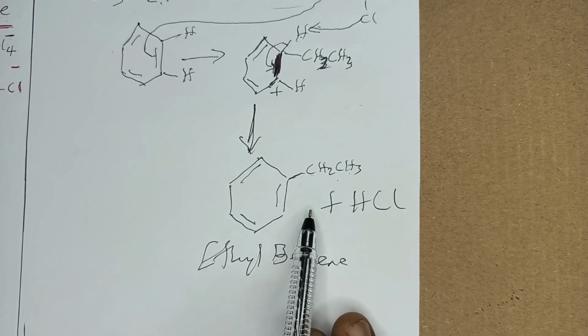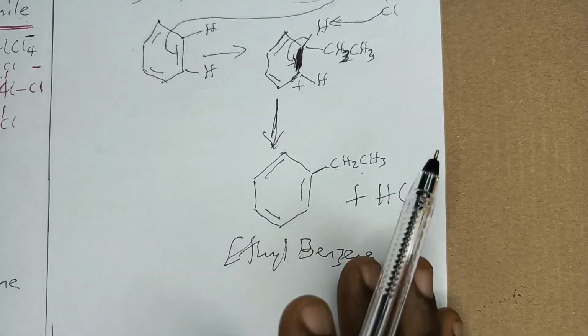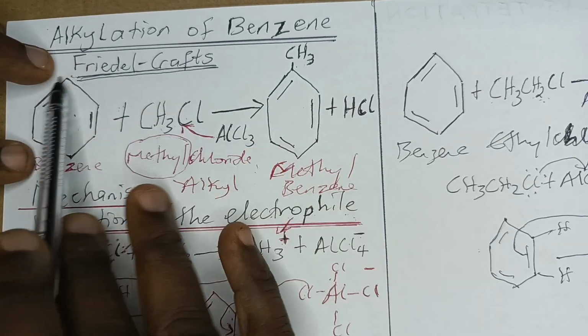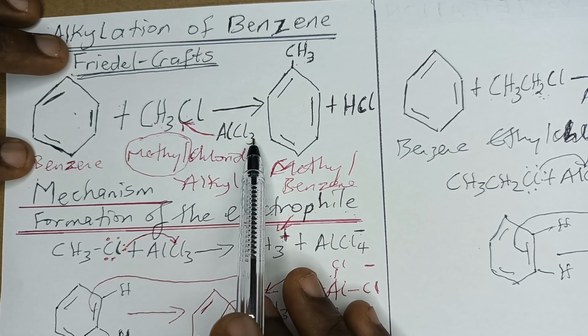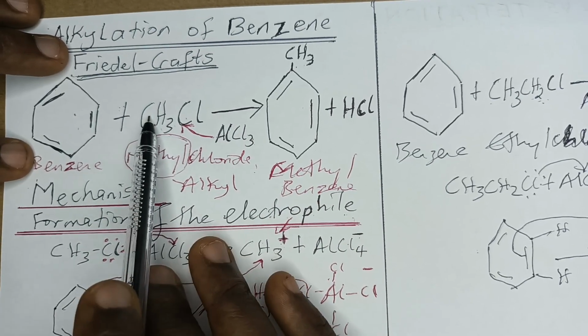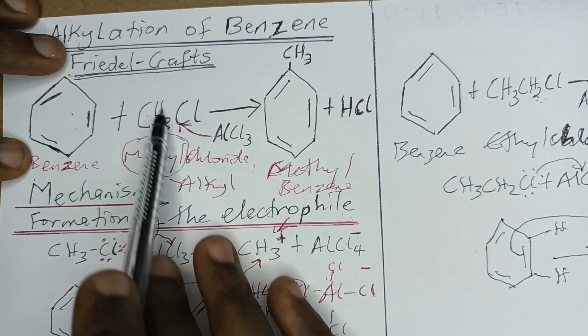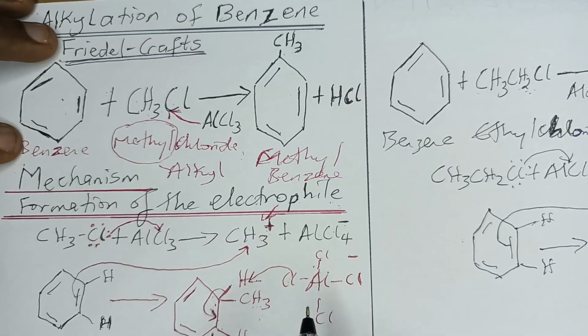So by this explanation, I believe you understood very well what we mean by alkylation of benzene using Friedel-Crafts, with AlCl3 as the catalyst, which will attack our reagent before the reagent deposits our alkyl group on the benzene.